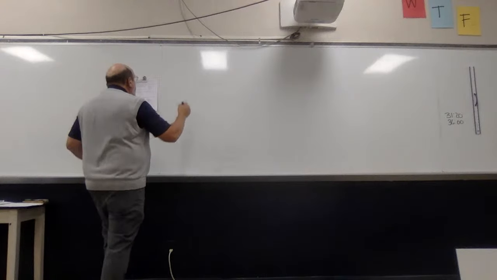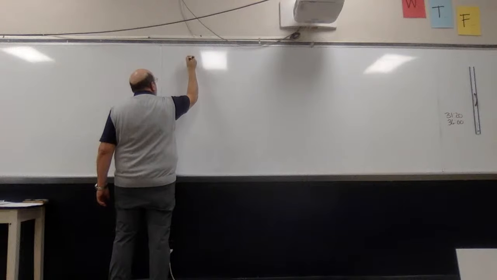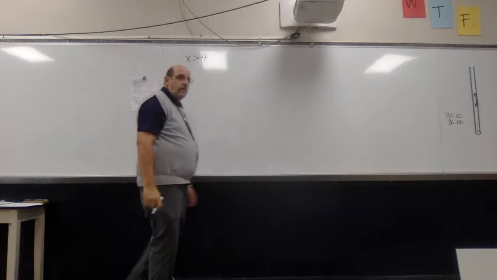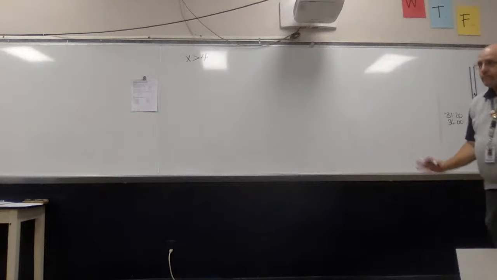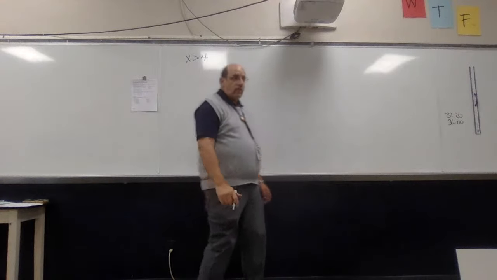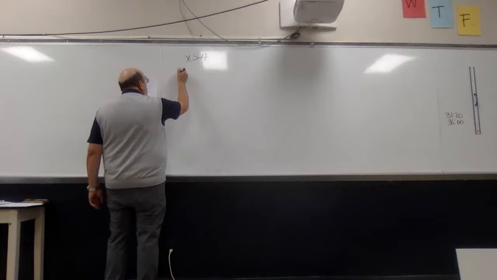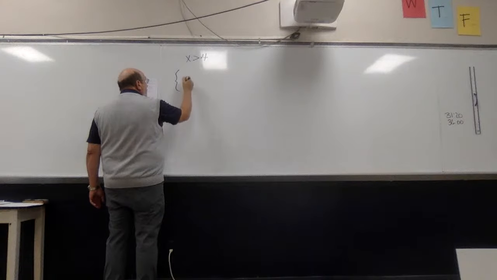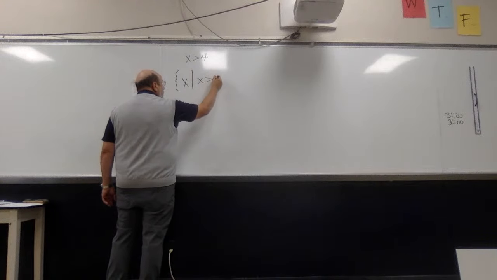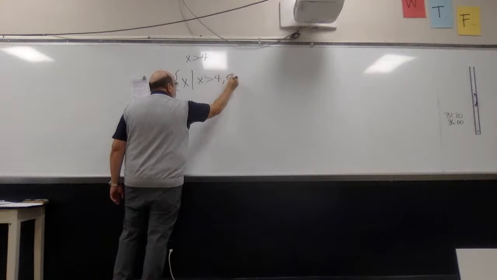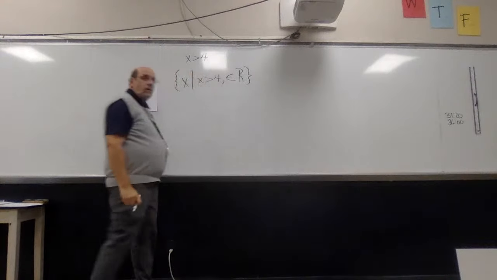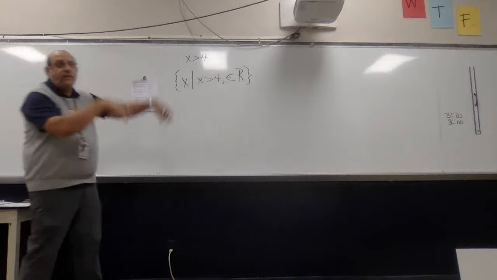But if I have, I don't know, x is greater than 4, right? So this is me going back. How would I write this in set builder notation? X, line, x. Good. So we need our bracket. X such that x is greater than 4, and it's an element of what? All reals, right? We're talking about everything greater than 4.